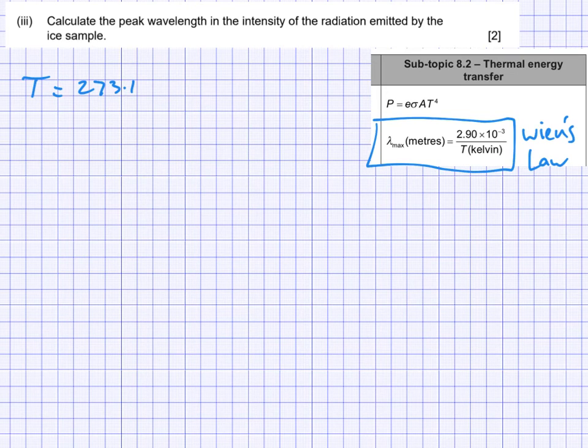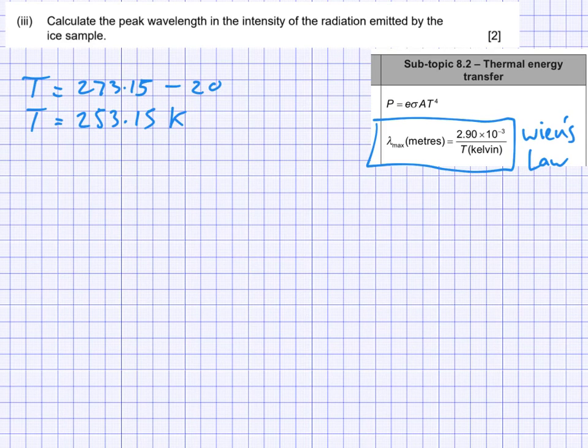273.15. And now I have to take away the 20 degrees Celsius. So my Kelvin temperature is 253.15. That's my Kelvin temperature. So that's Kelvin. That's my T.